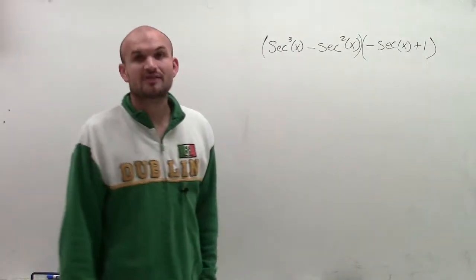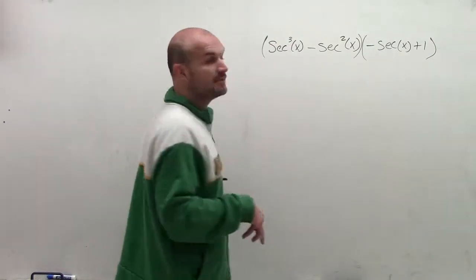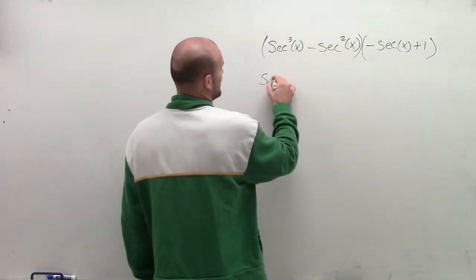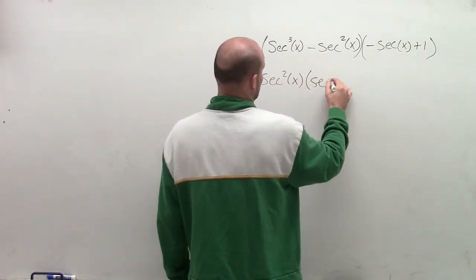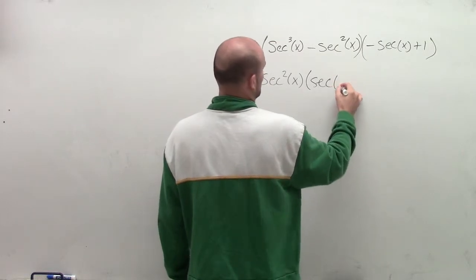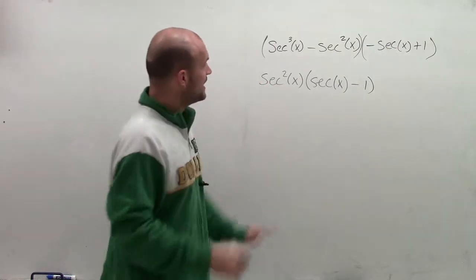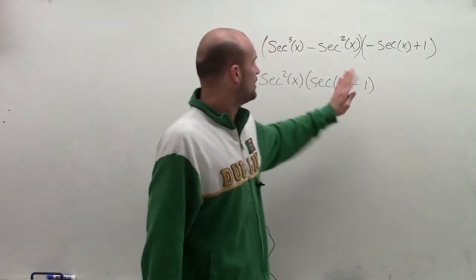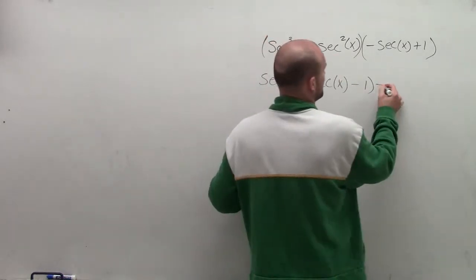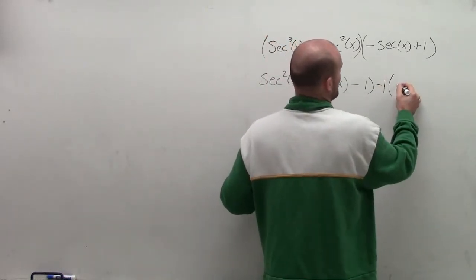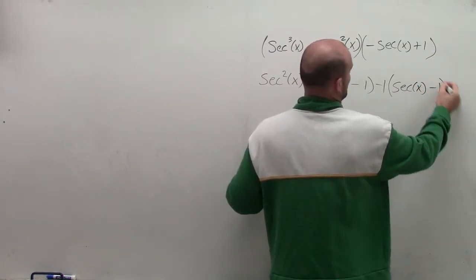Then I want to see if I can factor by my GCF and see what I can pull out. So over here, I notice that I can pull out a secant squared. By pulling out a secant squared, I'll be left with a secant of x minus 1. Then over here, what can I pull out? Well, to make this the same as the secant of x minus 1, I'm going to want to pull out a negative 1. When I pull out a negative 1, I'm left with a positive secant of x minus 1.